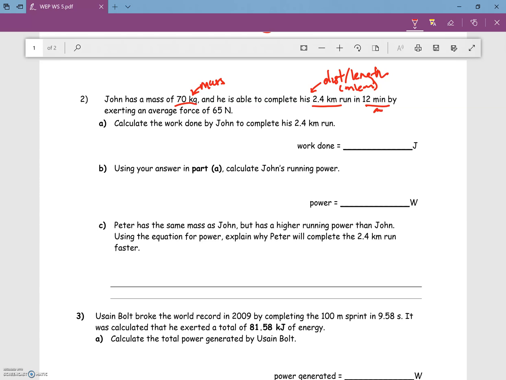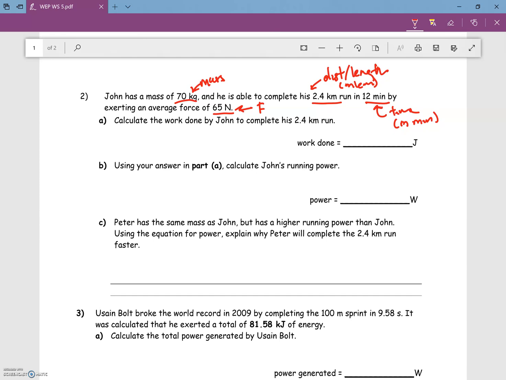And the run is in 12 minutes, so this is the time, but do take note it is in minutes, by exerting an average force of 65 Newton. So this is the force. Now, they say calculate the work done by John to complete his 2.4 km run. So we need to find work done.